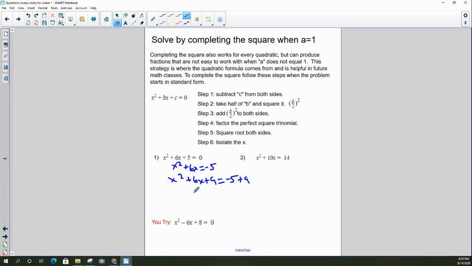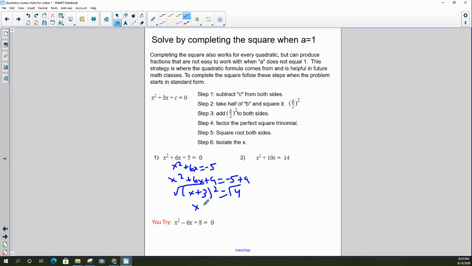Now this follows that pattern that I was just talking about. This is a perfect square trinomial. So I could factor the left side as x plus 3 squared. And then the right side is clearly 4. And now that there's only one x in the problem, I could isolate it. So I've got to get rid of the squared, so I'm going to square root both sides.